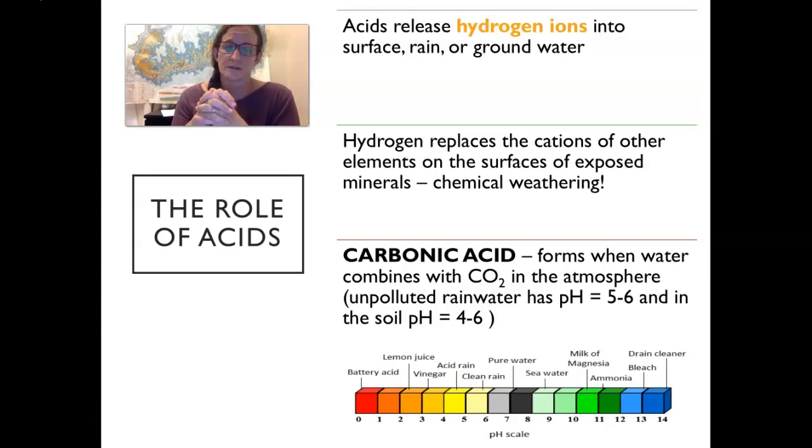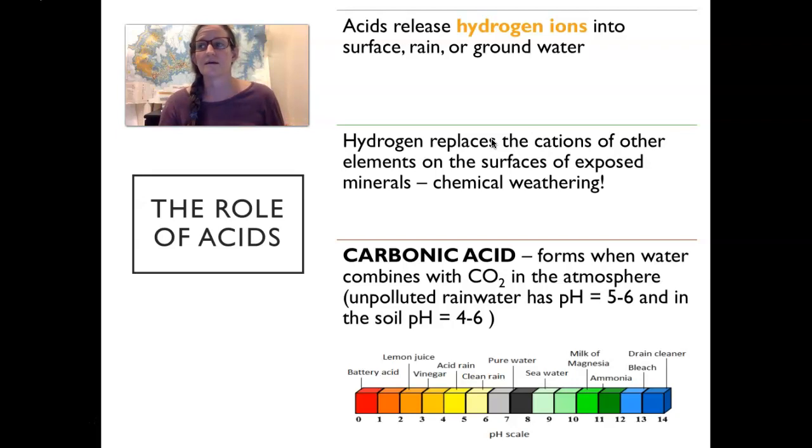So hydrogen plays a big role in what is an acid, and that is what's going to be reacting to create these chemical reactions and chemical weathering. Okay, so hydrogen replaces cations of other elements because an acidic solution is going to have extra hydrogen on surfaces of exposed minerals, and that is chemical weathering.